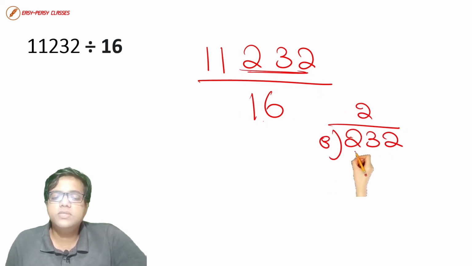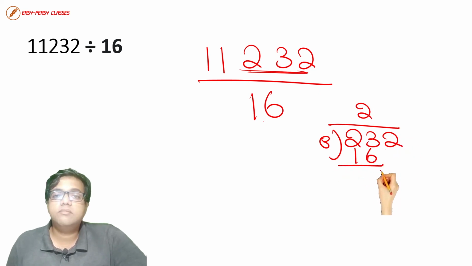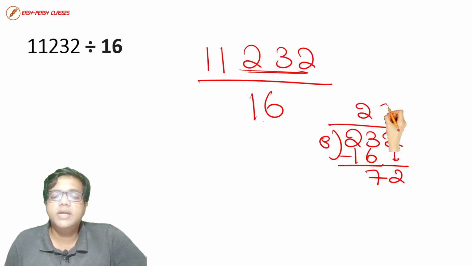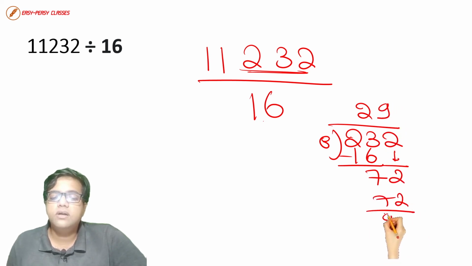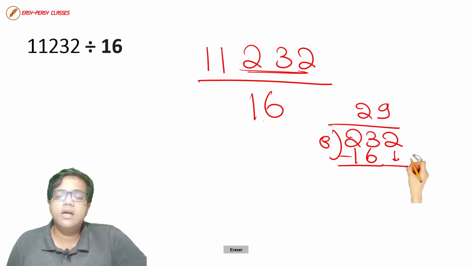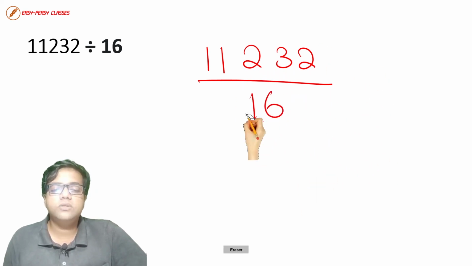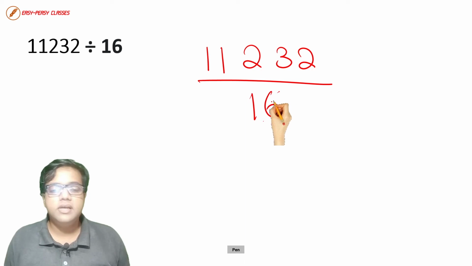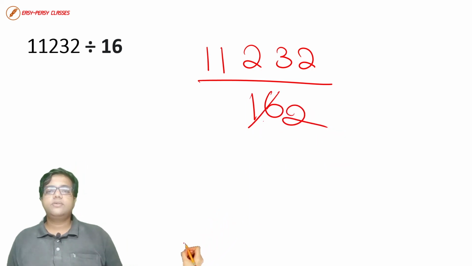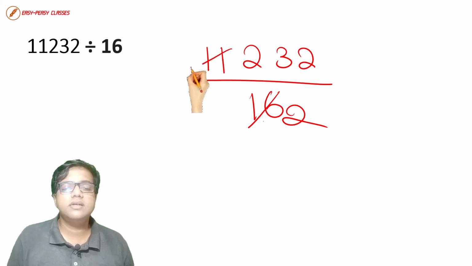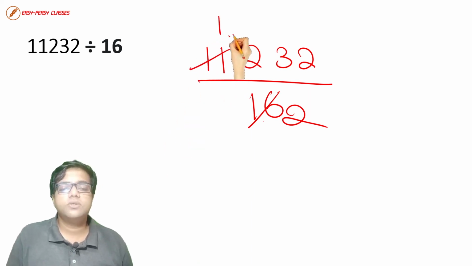So 8 2s is 16. 23 minus 16 will leave you with 7. 2 comes down. 8 9s is 72. Remainder is 0. See, these last 3 digits are divisible by 8. So therefore the whole number is also divisible by 8. 8 2s is 16. So 16 got cancelled. 11 is there. 8 1s are 8. So 3 is the remainder.